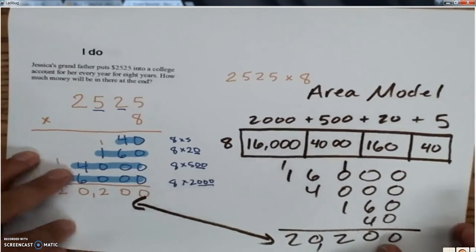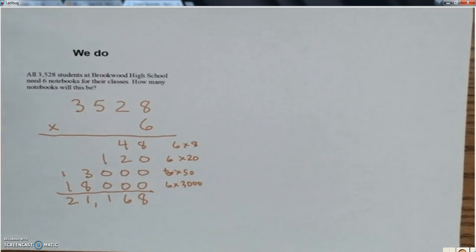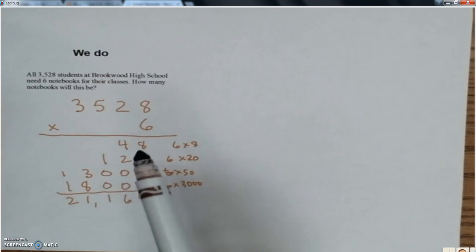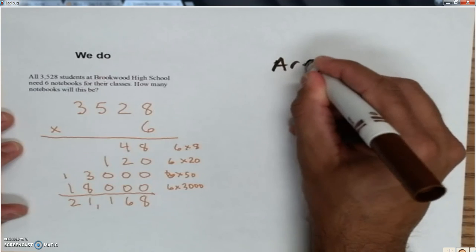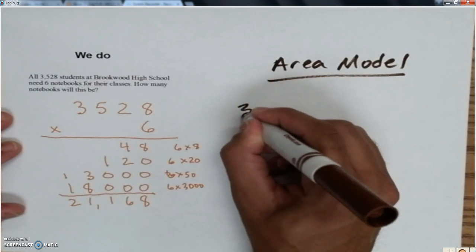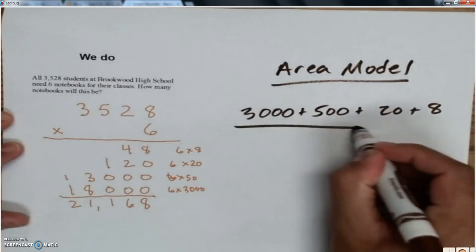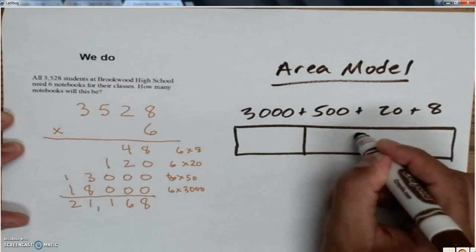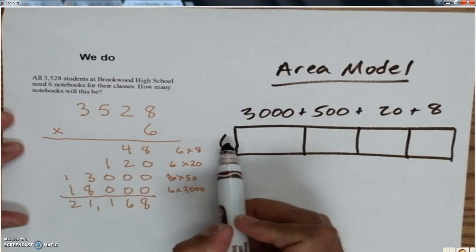Let's do one together. Open your notebook. We're going to work the same example that we worked yesterday. I left the partial products on here. If you have room, you could add it to the same page where we did it. The other problem we did together yesterday: the 3,528 students at Brookwood High School all need 6 notebooks for the 6 classes. How many notebooks will this be? I left the partial products method here. Let's do the area model alongside it. I'm going to take this 3,528 and write it in expanded form, and give each number from the expanded form a box. I'm multiplying each of those by 6, so I'm going to put 6 over here.